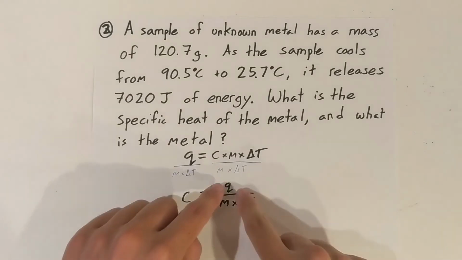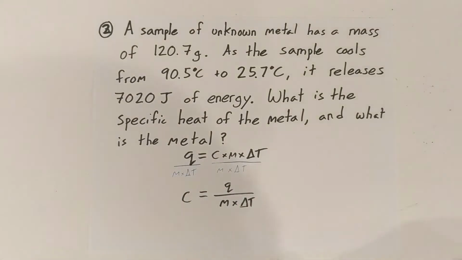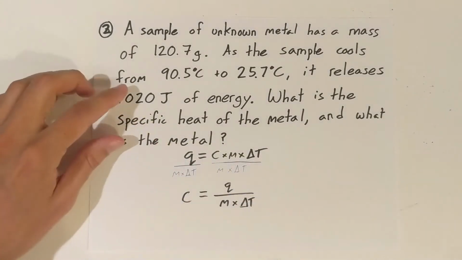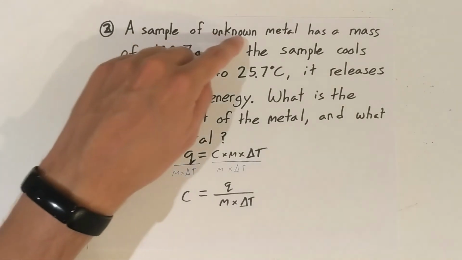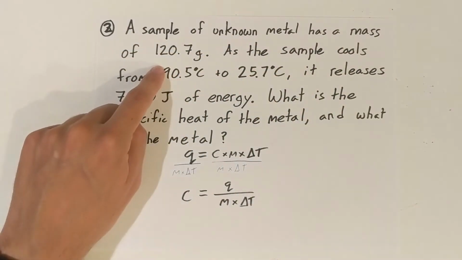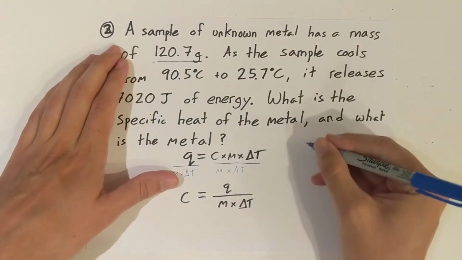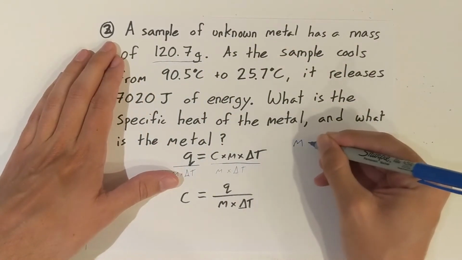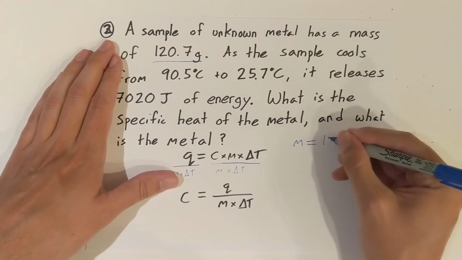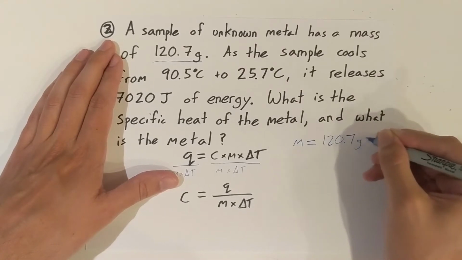All right, now let's look for what each of these are. So a sample of unknown metal has a mass of 120.7 grams. So our mass is equal to 120.7 grams.